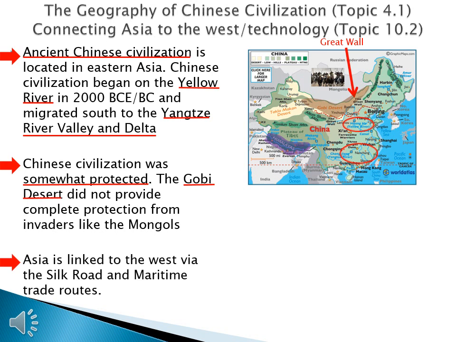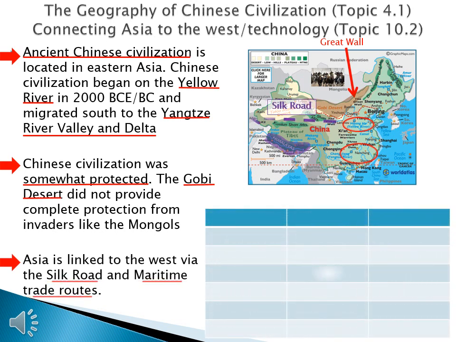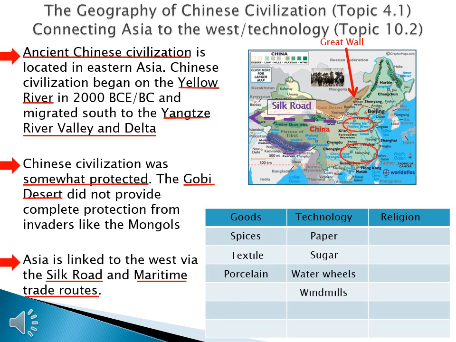Finally, Asia is linked to the West via the Silk Road and maritime trade routes. Goods, technology, and religion are flowing along these routes. Goods include spices, textiles, and porcelain. Technology includes paper, sugar, water wheels, windmills, printing, the compass, and the lateen sail. And religions that are spreading include Buddhism, Hinduism, and eventually Islam.